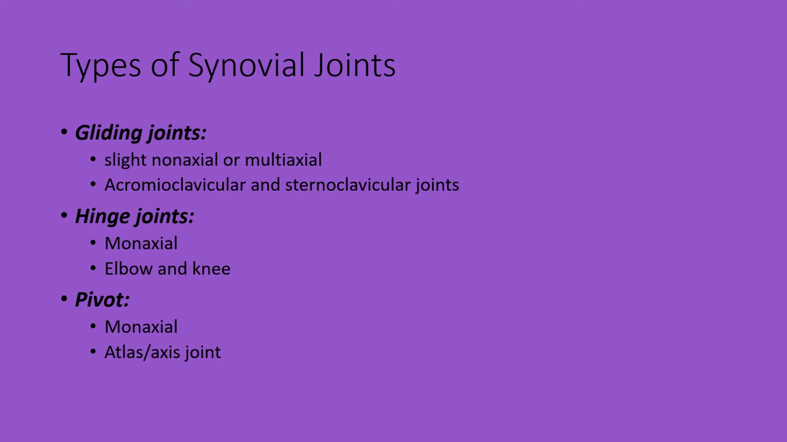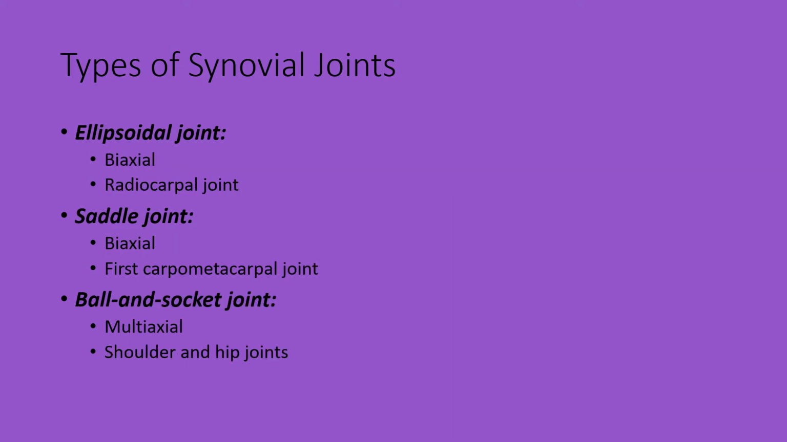So when you look at the specific types of the synovial joints, gliding, it just depends on the type of movement that you get. And this is going through some examples of where you may find these gliding joints, such as the sternoclavicular joints, hinge joints like the elbow or the knee, pivot joints, ellipsoidal joints, saddle joints, and ball and socket.